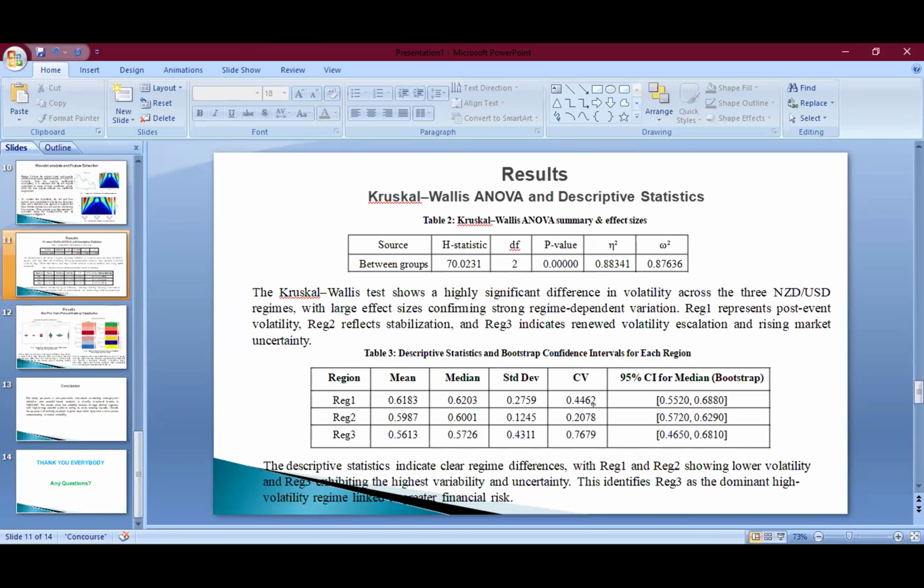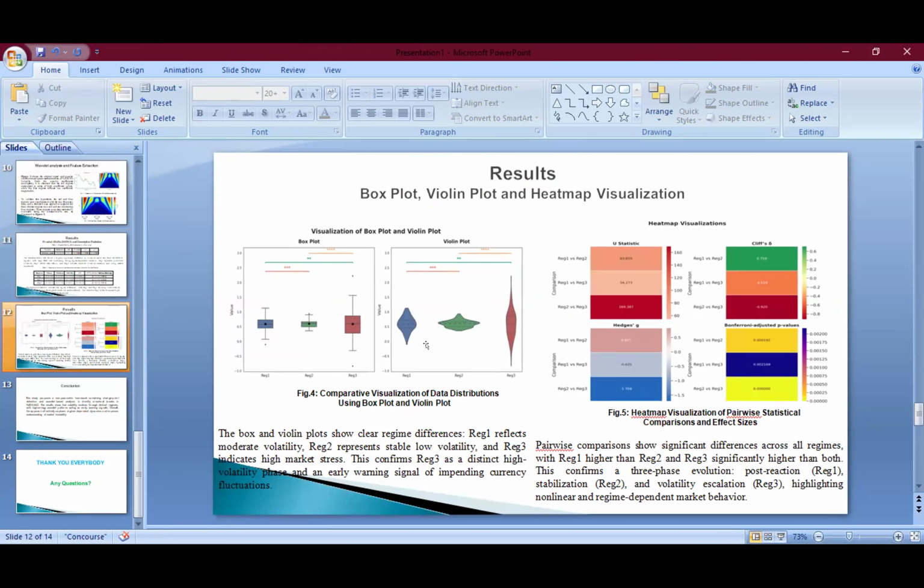Table 3 also presents the descriptive stats, and from these we also see that region 3 has a high impact on the currency fluctuation. These are also results from the box plot and the violin plot, and now this is the heat map visualization. From all the figures, you can clearly see that region 3 is completely different from region 1 and region 2, which indicates that region 3 has a high impact on the currency fluctuation, and it gives us an indication that something is going to happen in the near future.